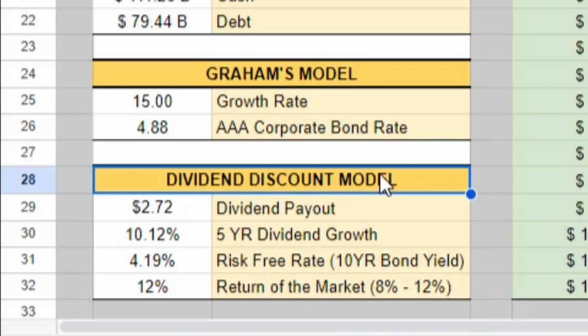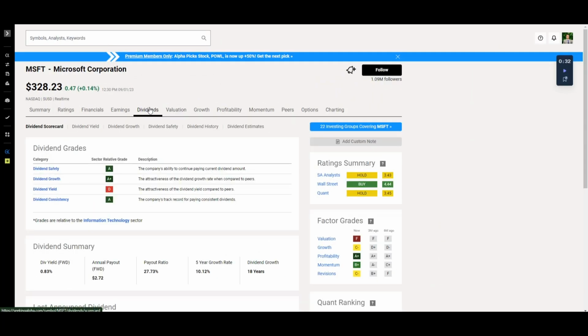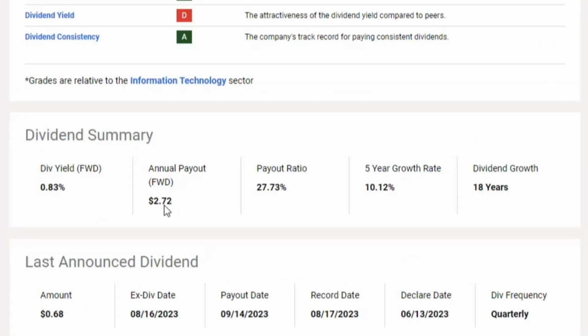Now for the dividend discount model, or the Gordon growth model, the dividend payout is sitting around $2.72 annually. The 5-year dividend growth rate, over on Microsoft's dividend tab and sub tab dividend scorecard, annual payout $2.72 and 10.12% for their 5-year growth rate. They have consistently grown their dividend over the last 18 years, and the payout ratio is sitting around 27%. So definitely a lot of room to grow.